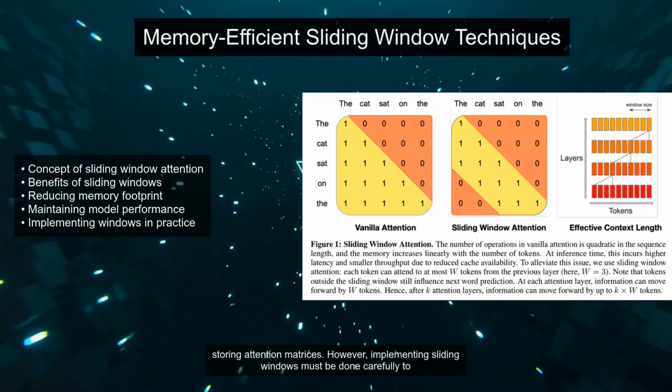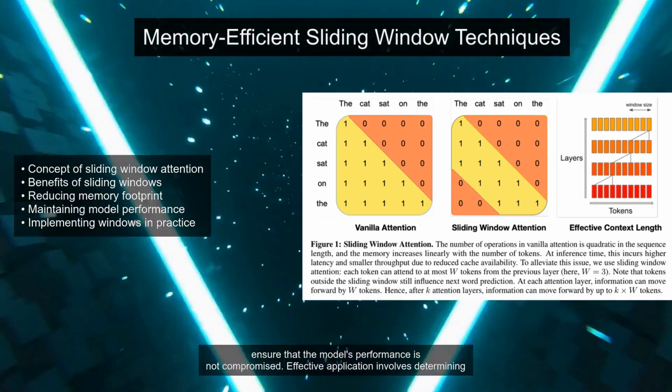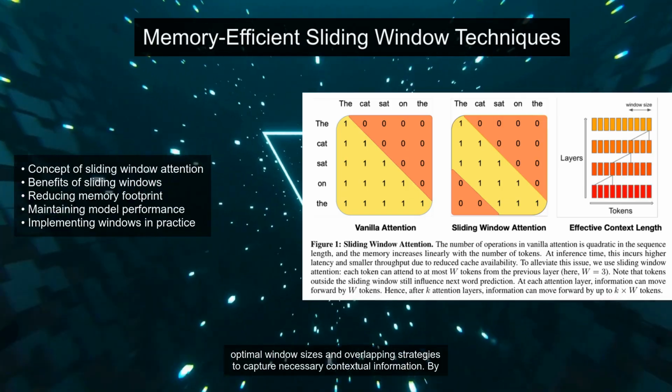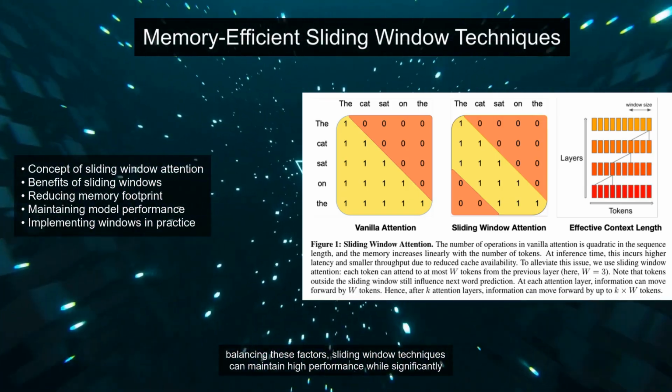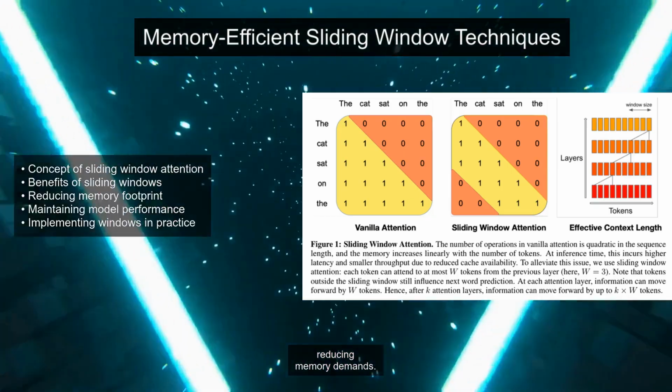The key benefit of this method is the significant reduction in the memory required for storing attention matrices. However, implementing sliding windows must be done carefully to ensure that the model's performance is not compromised. Effective application involves determining optimal window sizes and overlapping strategies to capture necessary contextual information. By balancing these factors, sliding window techniques can maintain high performance while significantly reducing memory demands.